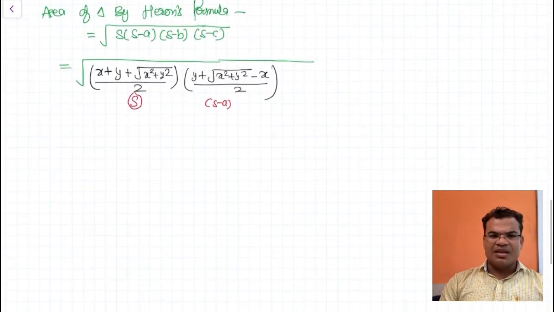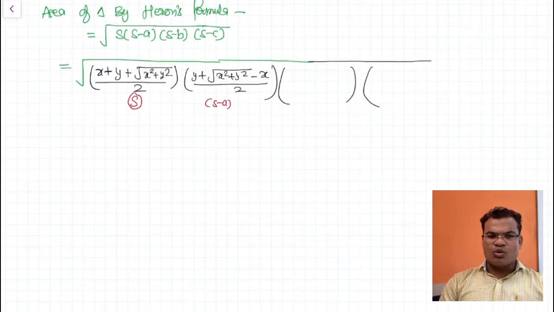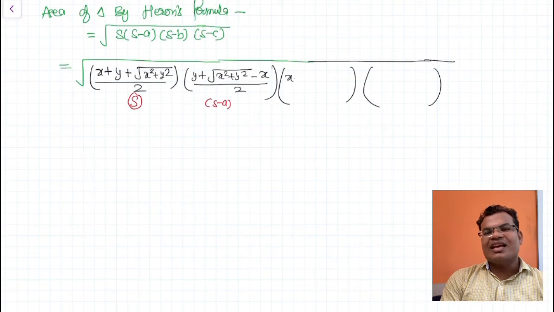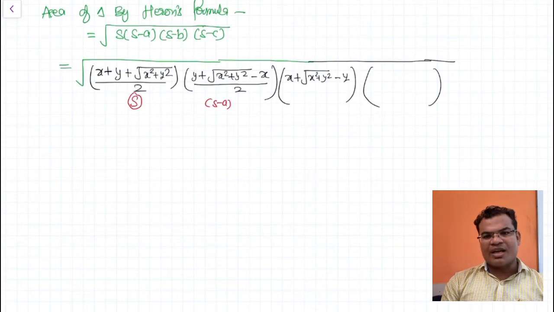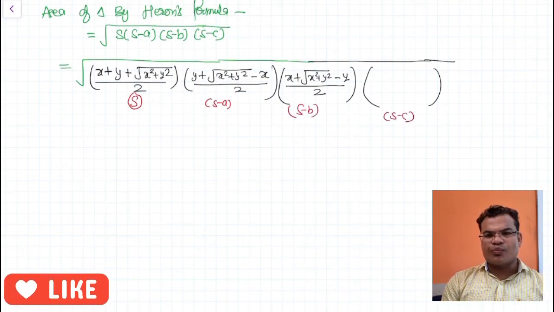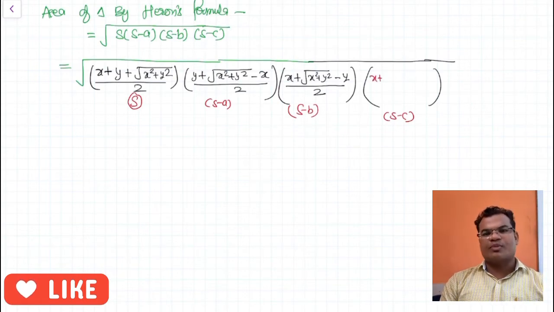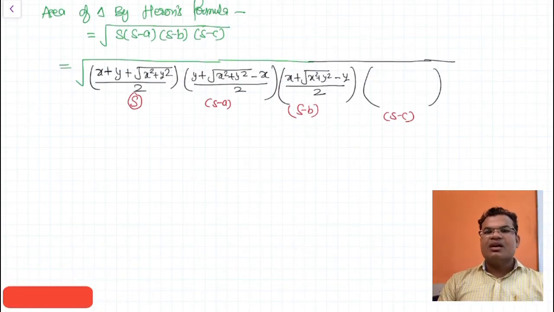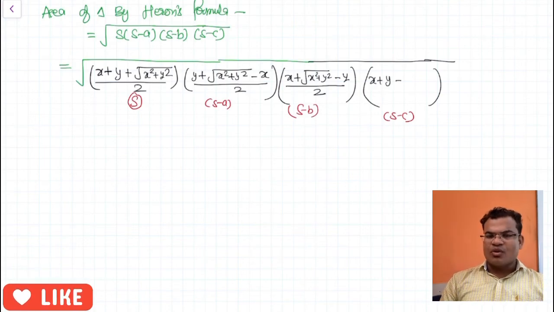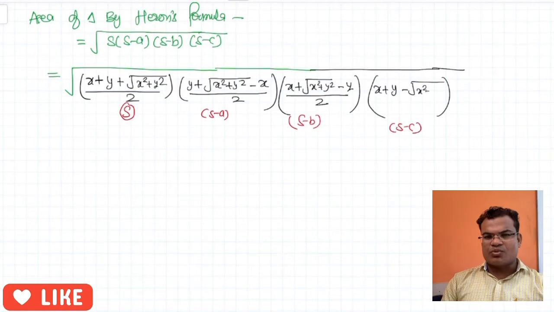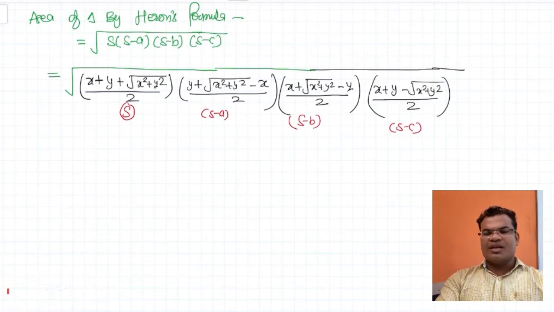So s minus b will be here x plus under root x square plus y square minus y, because you can see here in the s minus a we have minus x, in the s minus b obviously minus y, upon 2, and the last one will come here. This is s minus b, and s minus c will be here x plus y minus under root x square plus y square. Each and every time we are writing the minus term out of these 3. Okay, so x plus y minus under root x square plus y square in the bracket, whole upon 2.